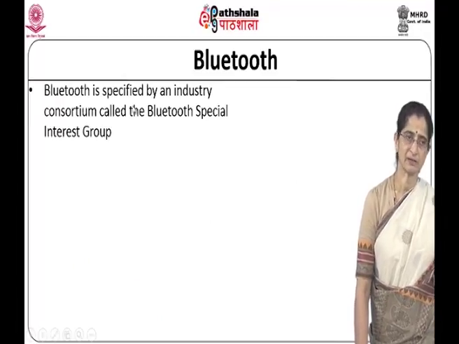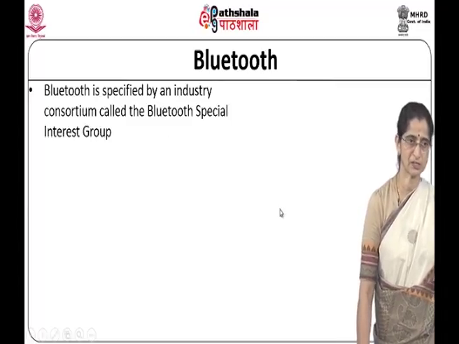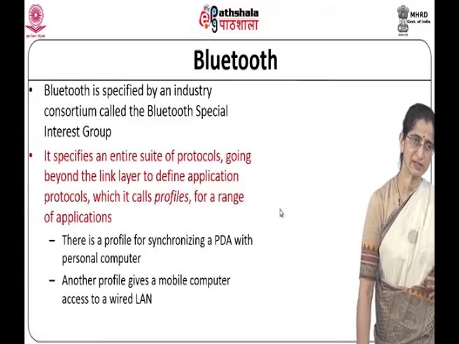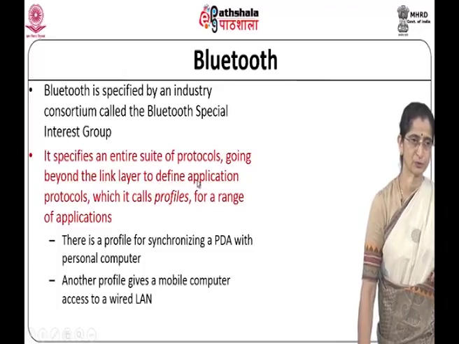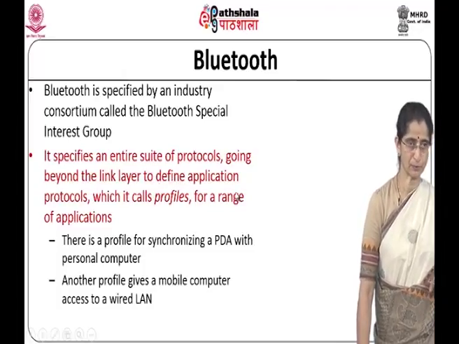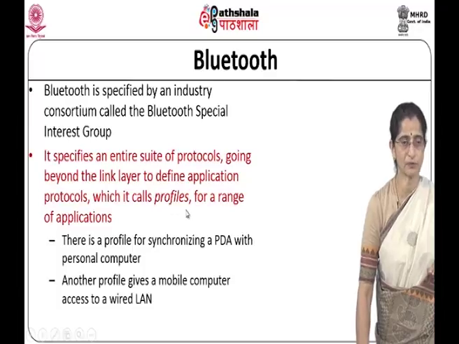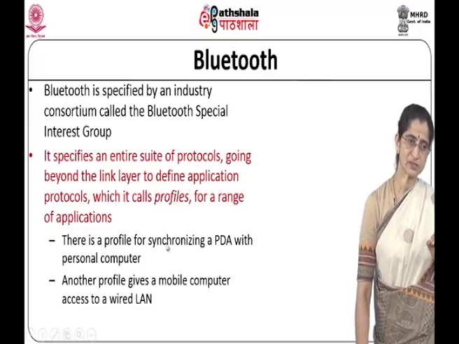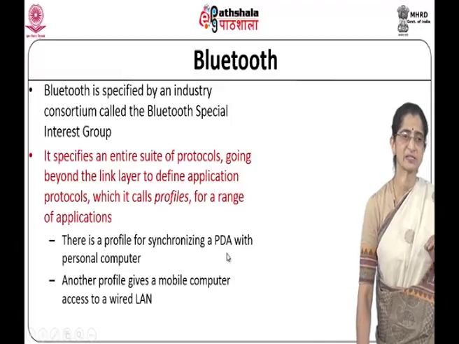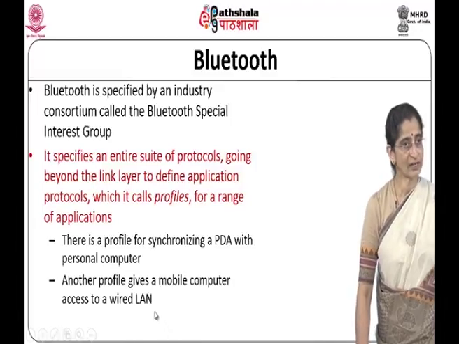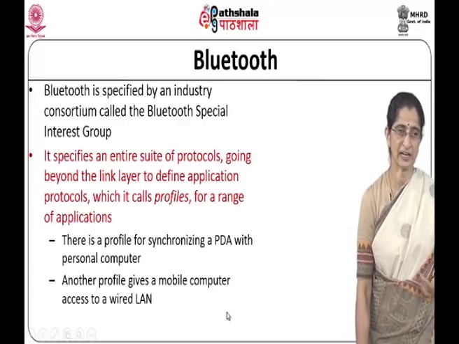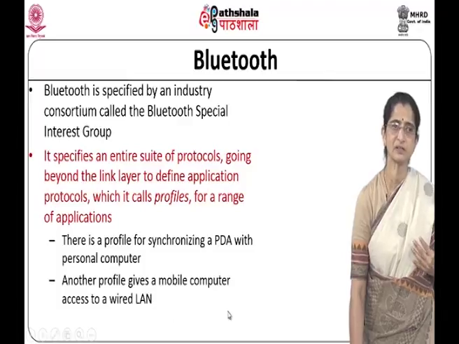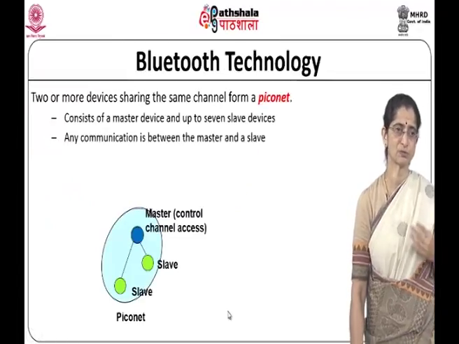The Bluetooth specification is given by an industry consortium called the Bluetooth Special Interest Group. What they specify is not just a layer 2 or link layer mechanism, but an entire suite of protocols, including application protocols which they refer to as application profiles. These application profiles, for instance, could specify how to synchronize a PDA with a personal computer, or another profile could talk about how to connect a mobile computer with a wired LAN and so on. So, you have different application profiles which are specified as part of Bluetooth.